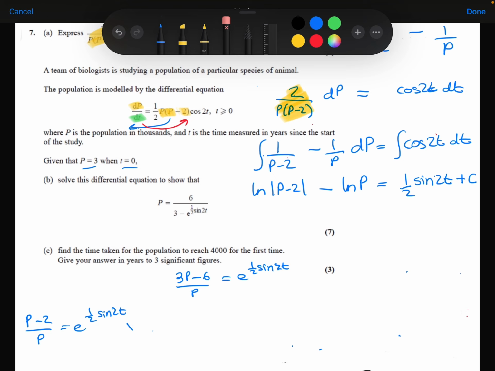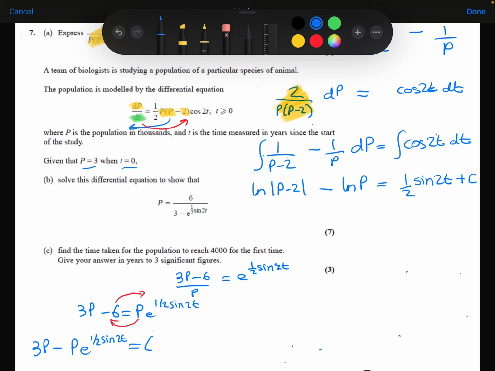Right, all I want to do now is rearrange to make p the subject. So I'm going to multiply both sides by p. I'm going to move all of the p's onto one side of the equation and anything that doesn't onto the other. So let's move that 6 over here and let's move this p to be over there with the 3p. Let's factorise the p outside. So we'll have p times 3 minus e to the 1/2 sine 2t. And then let's divide both sides by that 3 minus e to the 1/2 sine 2t. And that's what we needed to show. So that's part B done.